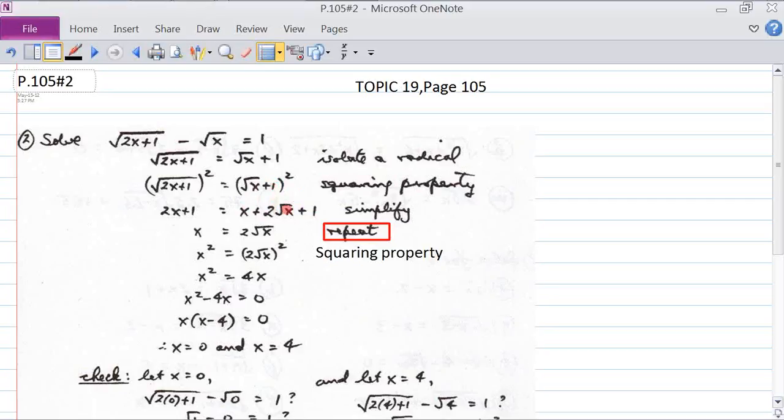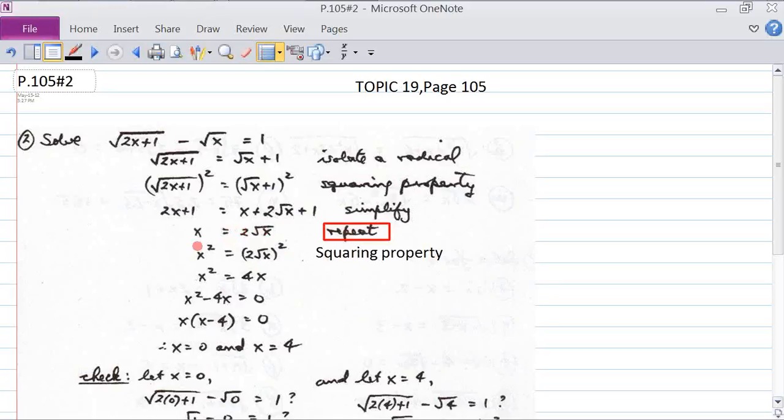So you can see here we have a bit of a dilemma because we still have the root sign. So anyway, what we do is we bring the x from the right to the left. 2x minus x gives me x. The 1's cancel. They sum to 0. So essentially what we're doing is just moving this x from the right to the left, and we get x equals 2 root x. Now we square both sides again.